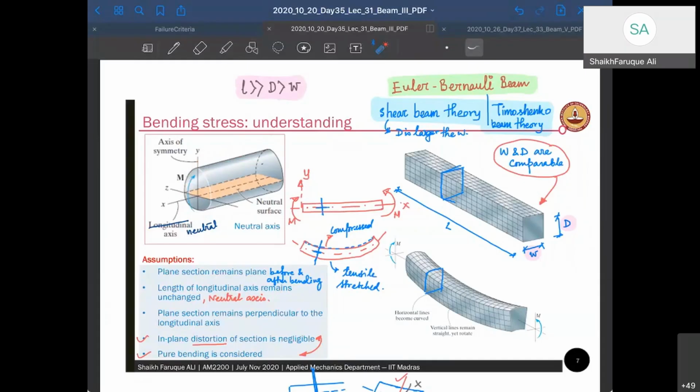Now, plane sections remain plane before and after bending. What does this mean? Let's say there is a 3D structure, a 3D beam, and there are a lot of planes cut here. This is one plane, that is another plane, this is another plane. So the beam you can assume to be made up of many planes. Now when the beam bends, this is the bent picture of the beam. There is compression here and tension here. Whenever that happens, your plane section will get inclined, but it will still remain plane. There won't be any twist or warping in the plane.